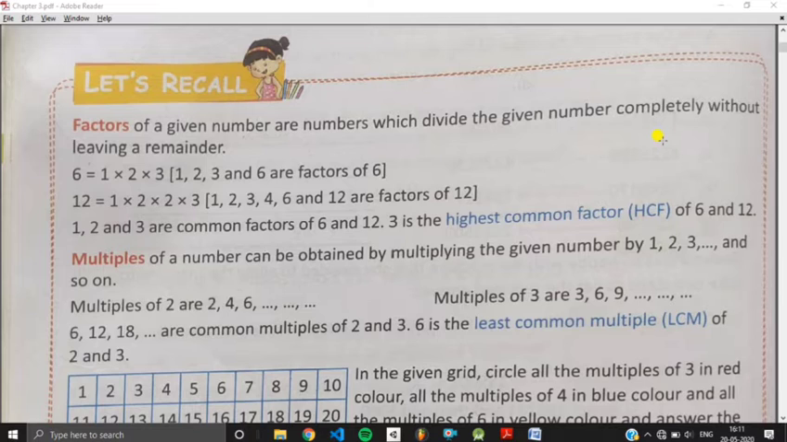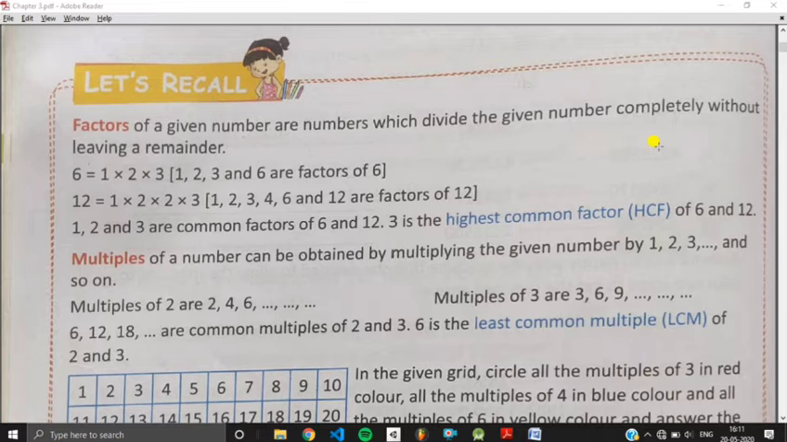So let's recall: factors of a number are numbers which divide the given number completely without leaving a remainder. This part we have seen in division sums. Whenever any number is divided by a divisor, and if that divisor divides the number completely, you will see that in the end no remainder comes. It means that table is considered as one of the factors for the given number, or the dividend.